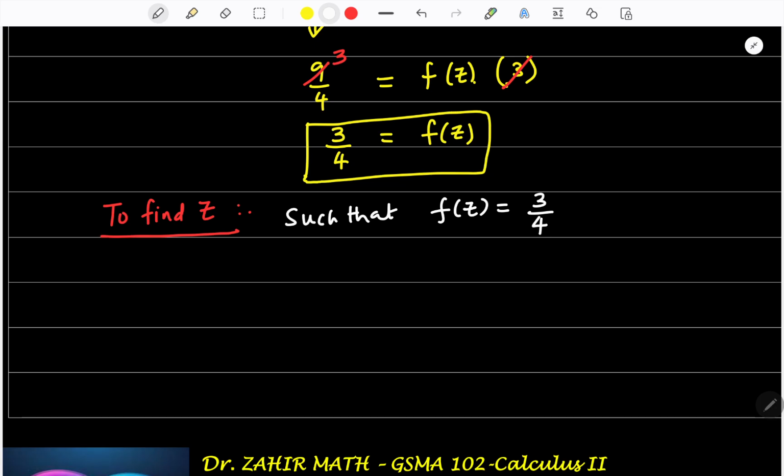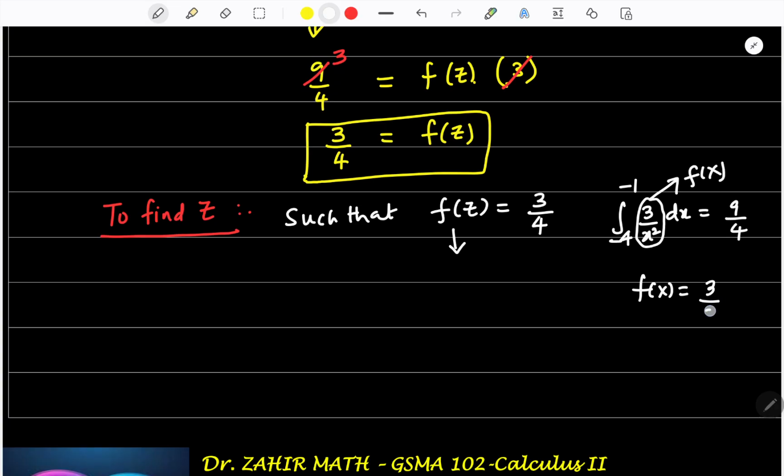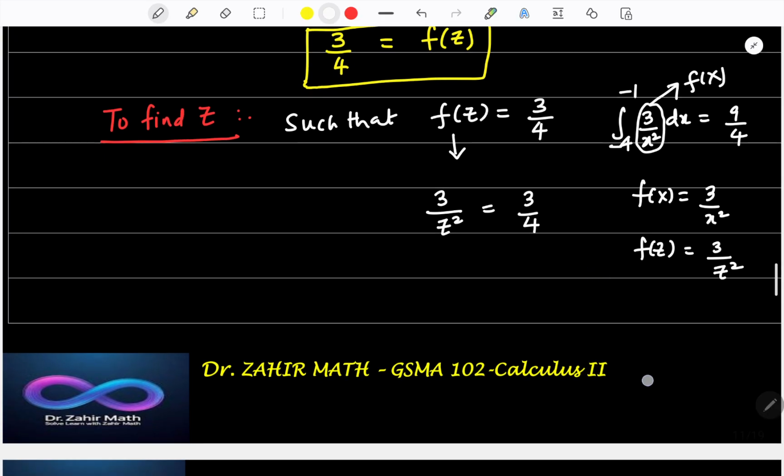So now again I will write the statement of the theorem. Integral from minus 4 to minus 1 of 3 divided by x square dx is equal to 9 by 4. This is your f of x, and I'm going to write in f of z. So f of x is 3 over x square, and what is your f of z? It is 3 over z square. So 3 divided by z square is equal to 3 by 4.